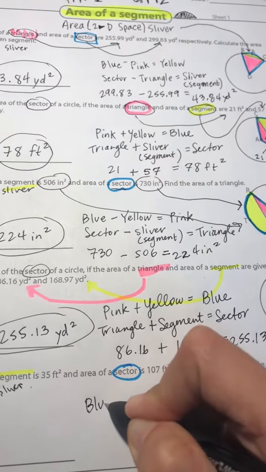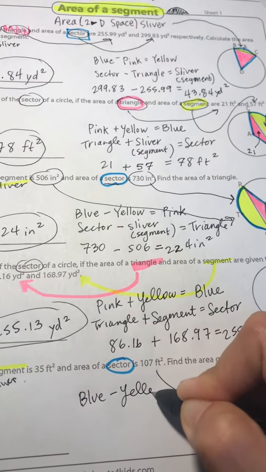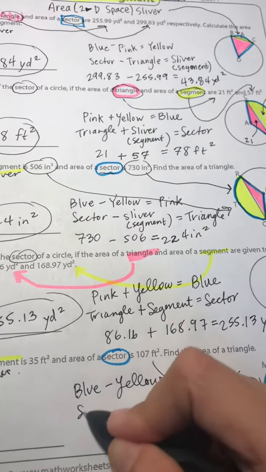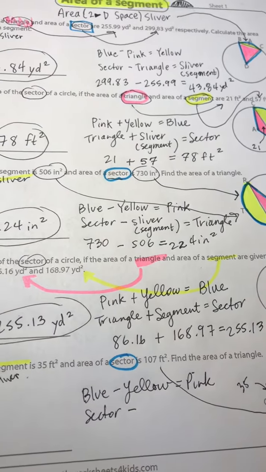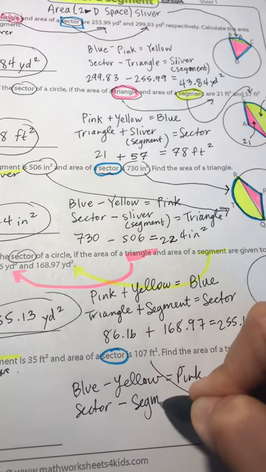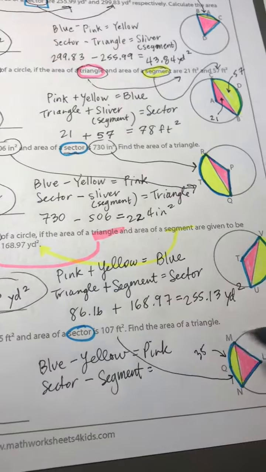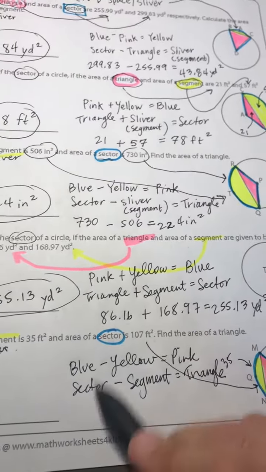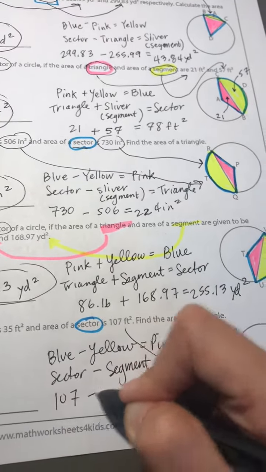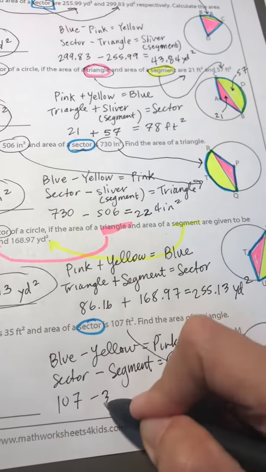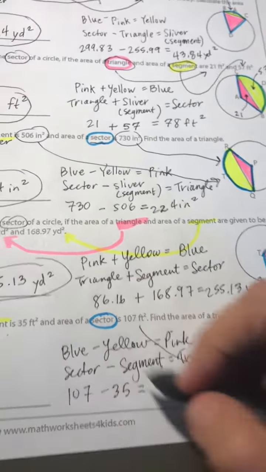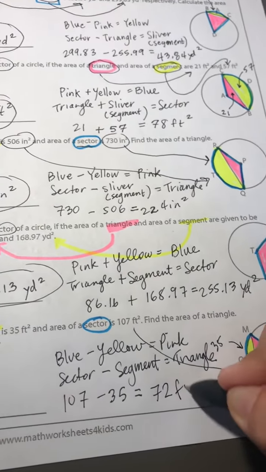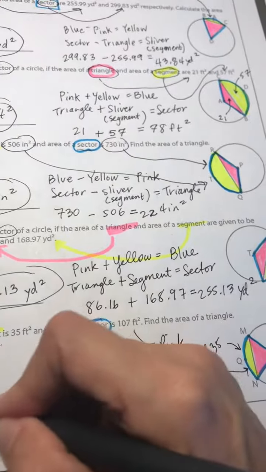So blue minus yellow is pink, which means the sector minus the segment, also known as our sliver, should be our triangle. So if our sector area is 107 and our segment area is 35, it should make sense that we would have a triangle of the area 72.